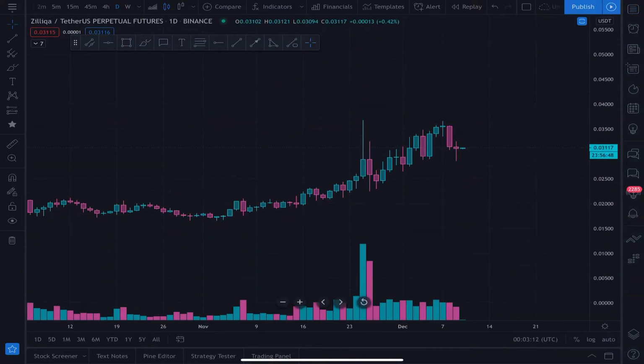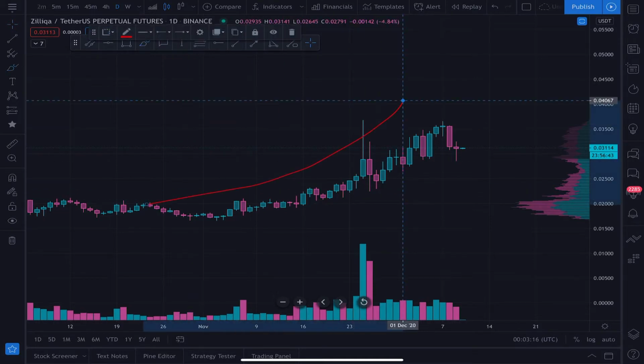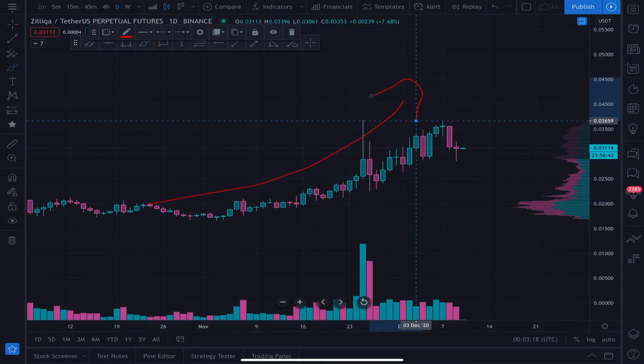All right, Zilliqa. Starting out on the daily, identifying the trend. What is the trend? The trend is up. Easy peasy. Always start out on the daily, identify the trend. Trend is up. We have not broken the trend to the upside. So let's go ahead and dive a little bit deeper.